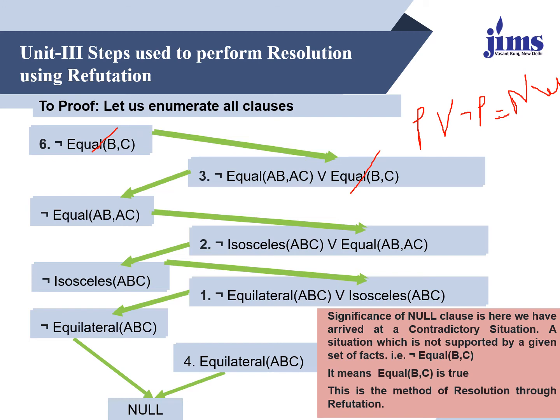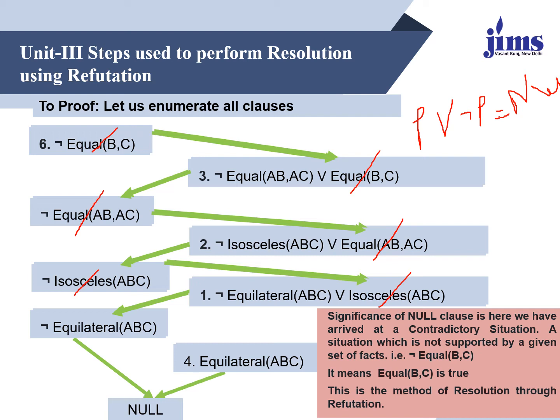Now again we will see where the opposite of not equal AB, AC is lying. It is lying in statement 2. Again we write it over here and use this as a resolvent, and these two statements will get cancelled because this produces null. We are left with not isosceles ABC. Again we see in which proposition isosceles ABC is given and can work as a resolvent. It is given in statement 1. Again these two propositions get cancelled. We are left with not equilateral ABC.